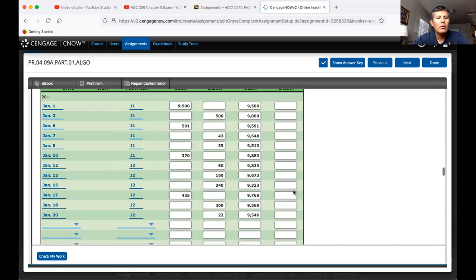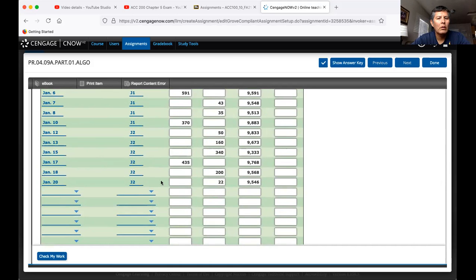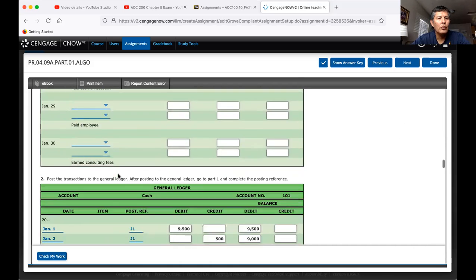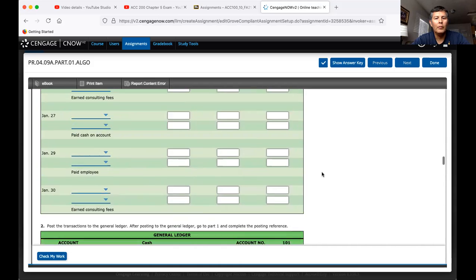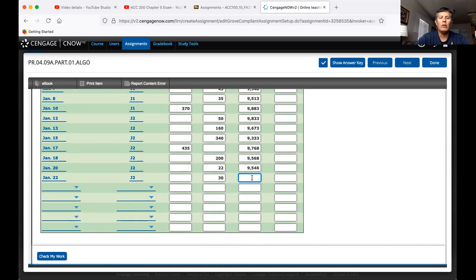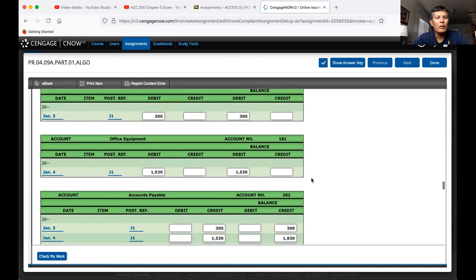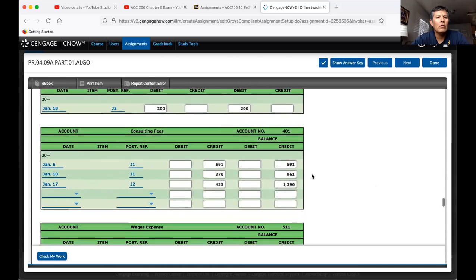Cash account, $30. Check the date. January 22. We're still on J2. And we paid $30. So double check, was 30. Okay, 30. So this is going to go down from 95.46 to, I think it was 95.16. Now we got to go to our transportation expense account.